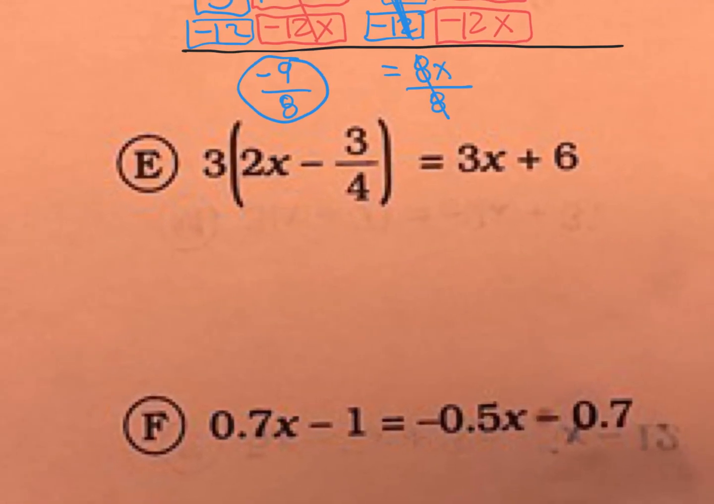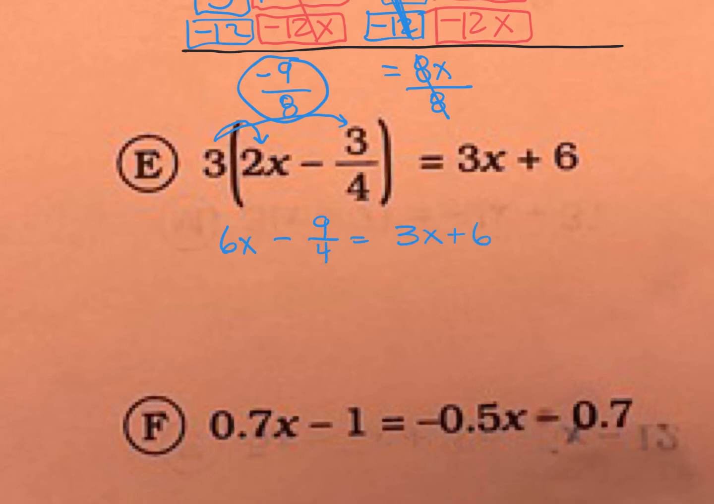Over here, there's a bunch of ways you can do this. The first thing I can do is, all right, let's do it this way. There's a bunch of ways we can do it. Let's go ahead and do the distribution. 6x minus 3 times negative 3/4 is negative 9/4. All it does is make it, okay, equals 3x plus 6.